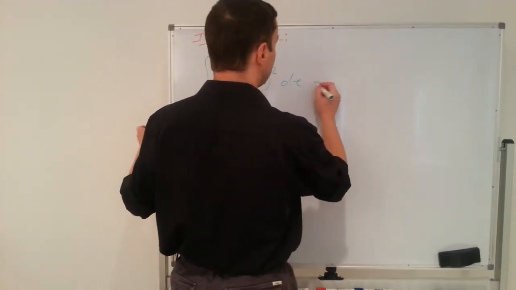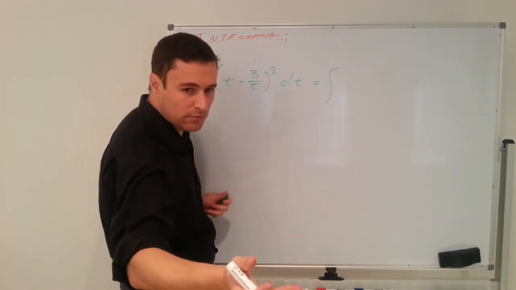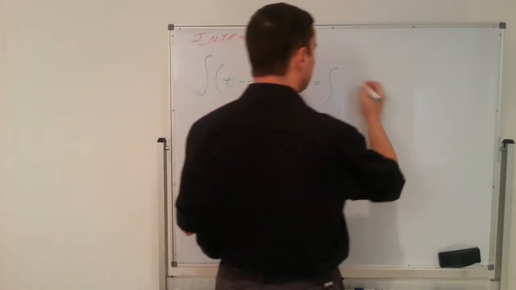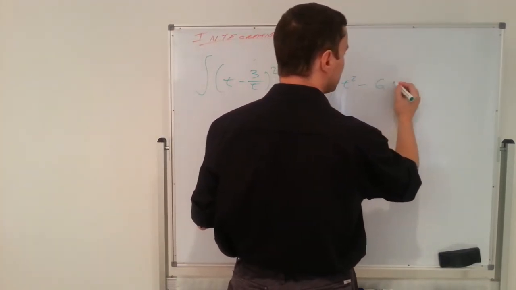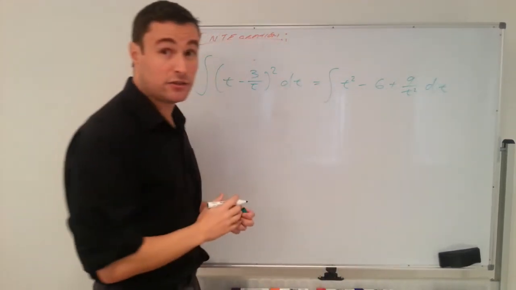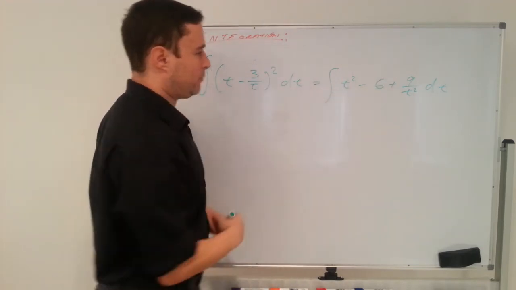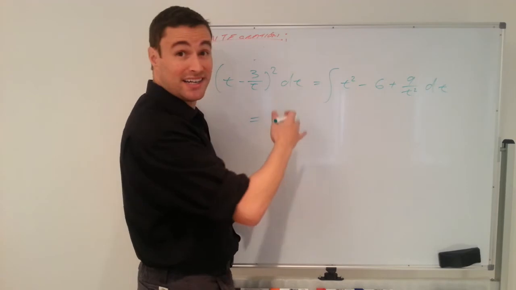So if I multiply everything out here, I'm just going to first tidy up this bracket. So I've got the integral of t squared minus 6 plus 9 over t squared dt, and I'm going to integrate it with respect to t. So that's just multiplying out that bracket. And now I'm going to integrate each one of these.